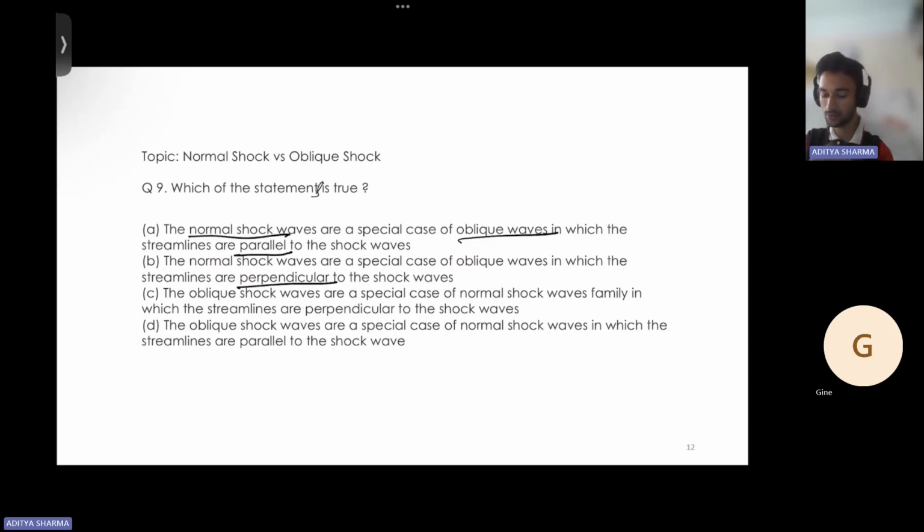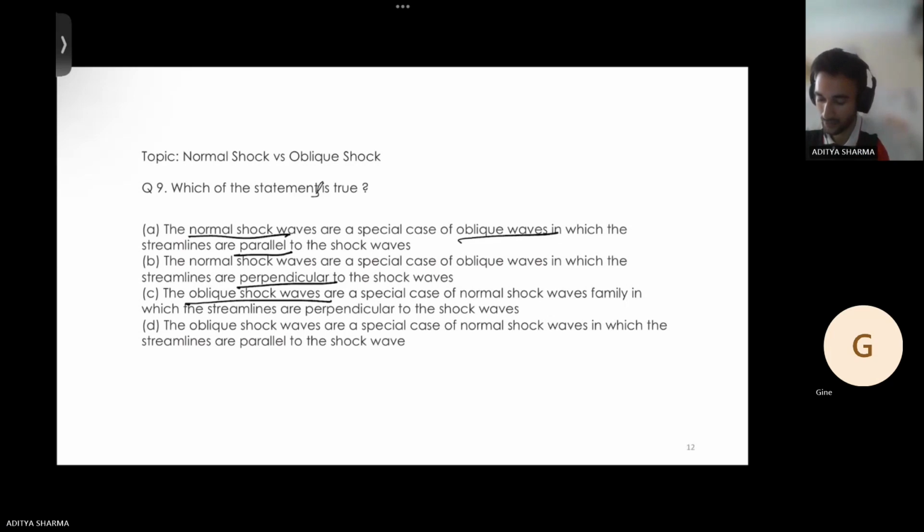So if you see option C, instead of normal shock wave, they have introduced oblique shock wave, right? So the oblique shock waves are a special case. Now they are saying that oblique shock waves are a special case. So the question is about which shock wave is a bigger umbrella term, right? Whether it is this normal shock wave is the umbrella concept, or whether the oblique shocks are the umbrella concept.